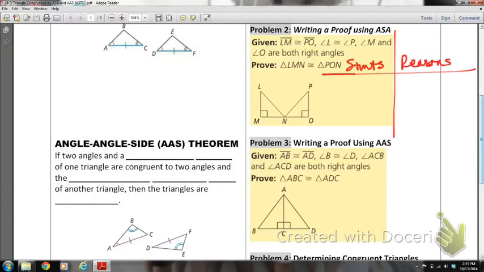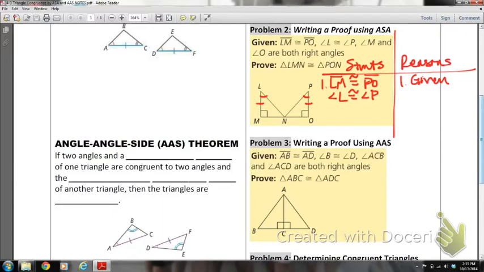As we look at this, it tells us that side LM is congruent to side PO. So we'll mark that in the diagram, write that as our first statement in the proof. Given. Let's look at the other information that we're given. We're also told that angle L is congruent to angle P. So we'll just add that on to that statement for the given information.